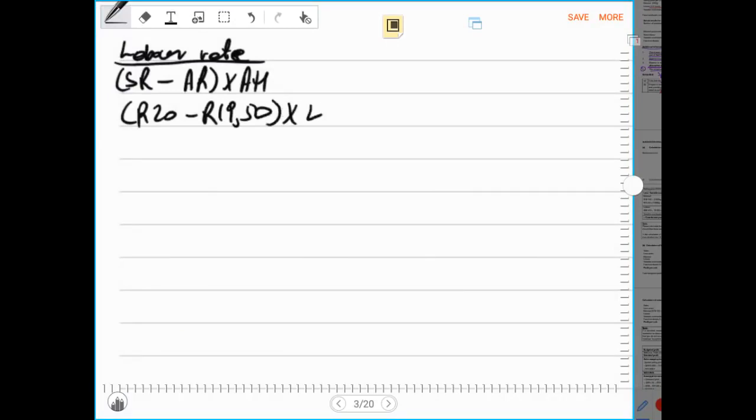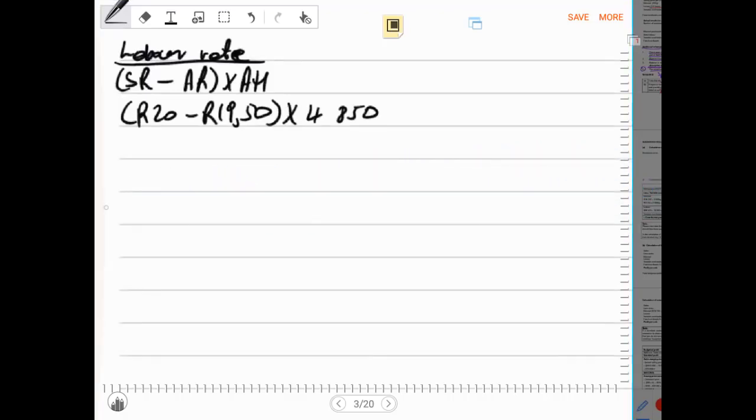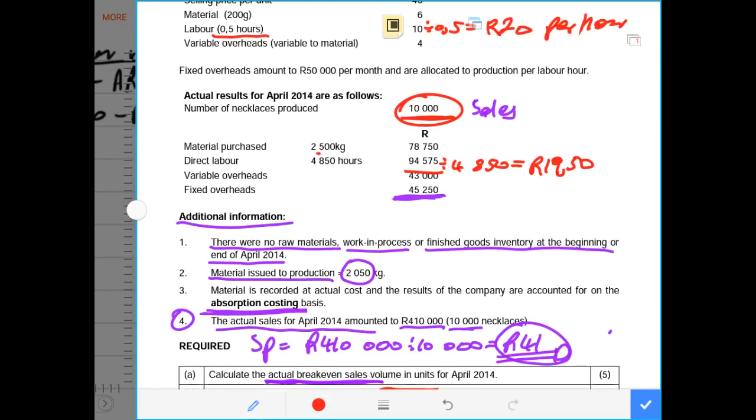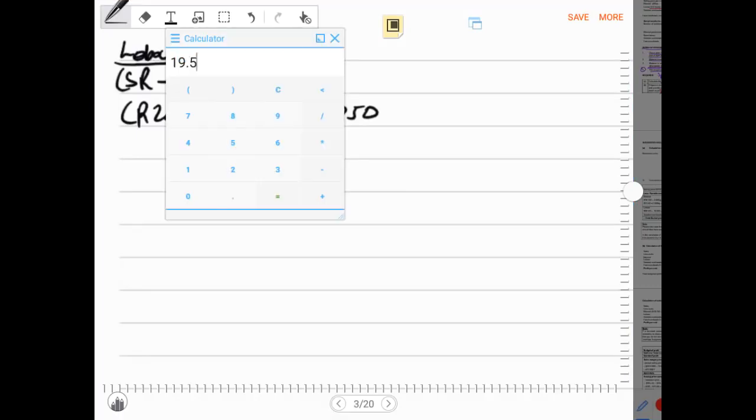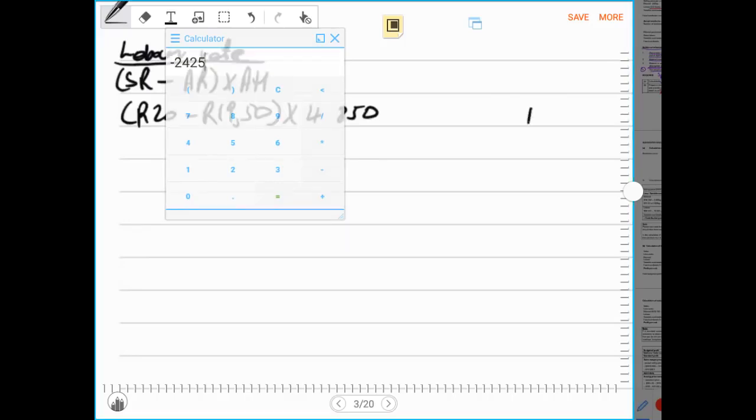19 rand 50 cents, times this by 4,850. 4,850 is the actual hours that we have divided by already. So now the rates of labor are per hour, then we have to multiply that by the hours. Minus 20, and we multiply this by 4,850.